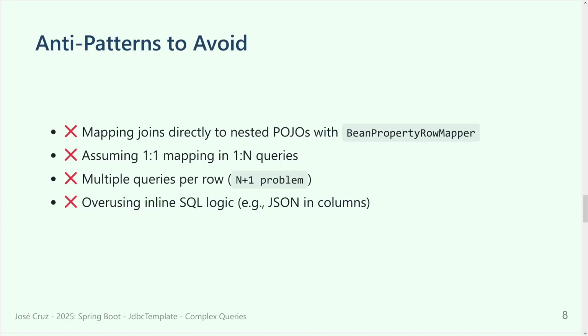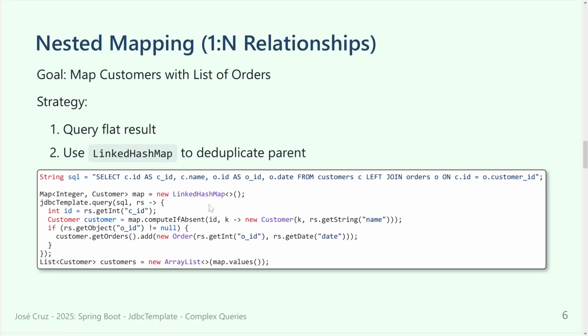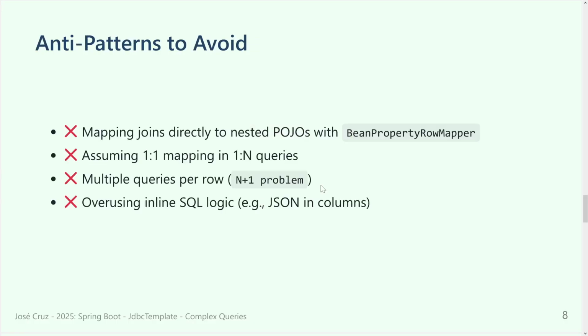Okay, assuming one-to-one mapping to 1+n query here. Meaning that you should try to do a query like this one. Don't try to do multiple queries like 1 + n. This will avoid the n+1 problem. The n+1 problem is one that I stated before.